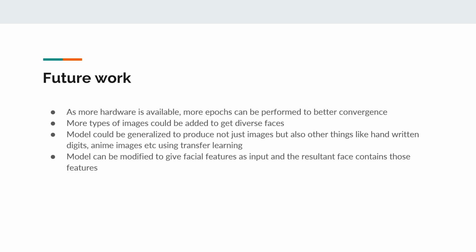The future work we expect is that as more hardware is available, more epochs can be performed for better convergence, and we can achieve better quality of these images. Also, more types of images could be added to get more diverse faces, and the model could be more generalized to produce not just faces but also other things like handwritten digits, anime images, etc., using transfer learning. The model can be modified to take facial features as input, and the resultant face contains those features. Thank you.